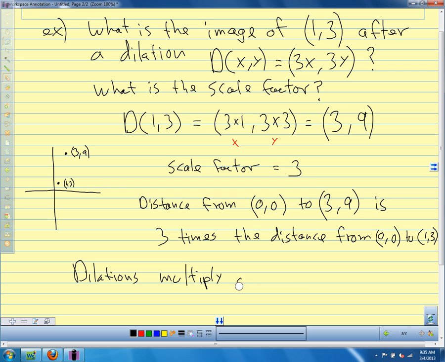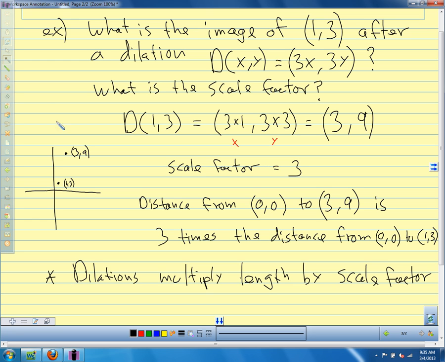Dilations multiply length by scale factor. So that's one important thing about dilations. Now we can make things bigger with a dilation, or we can make them smaller. We can make the length bigger, or we can make things smaller.